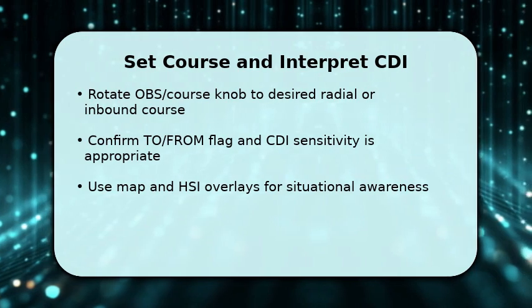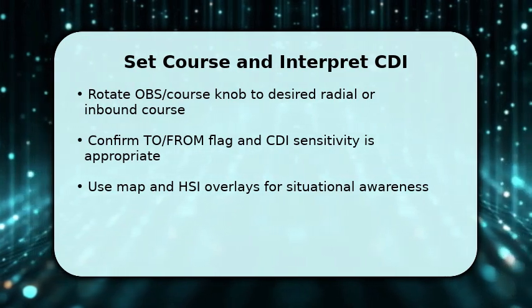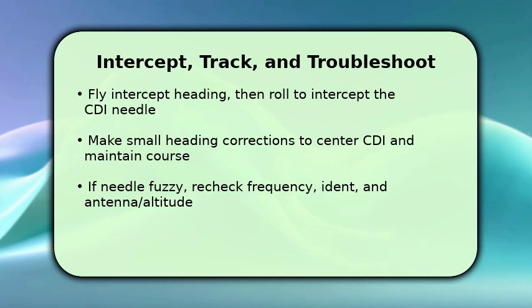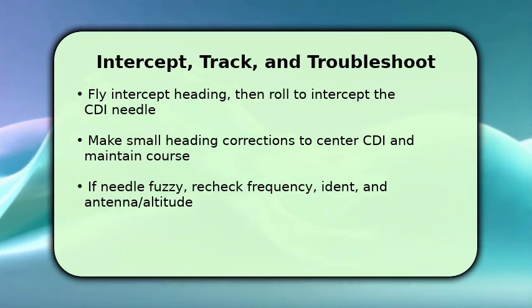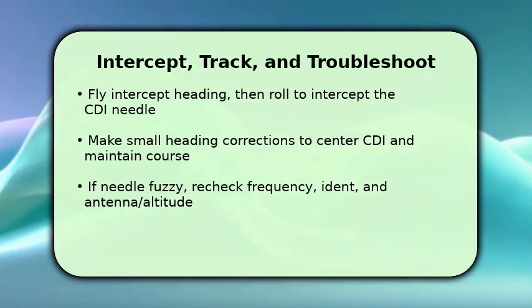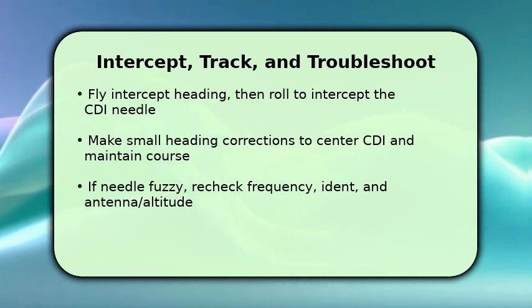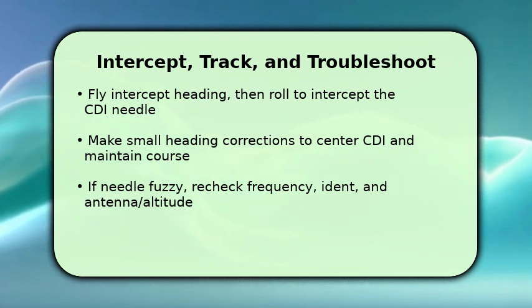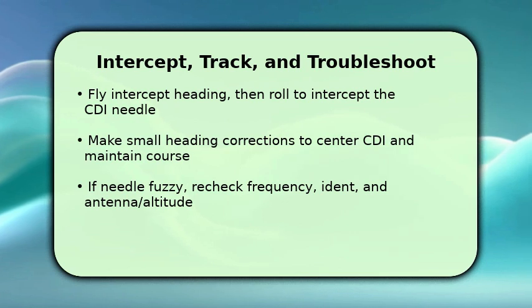This combination gives precise lateral guidance, and to intercept, calculate a reasonable intercept angle, usually 30 degrees. Fly that heading and watch the CDI move toward center. Once it centers, roll to the desired course and fine-tune headings to keep it centered. Make small, smooth heading adjustments rather than abrupt turns to maintain stable tracking.